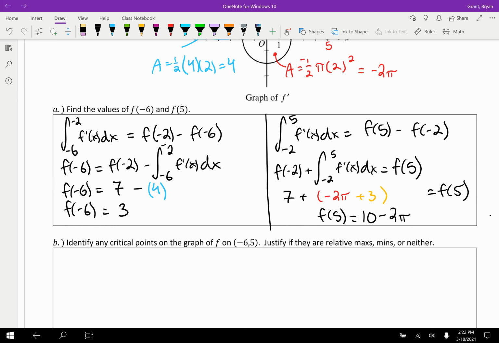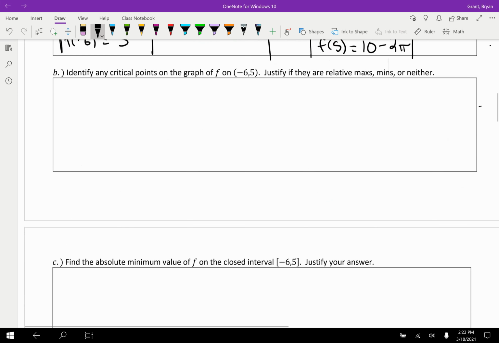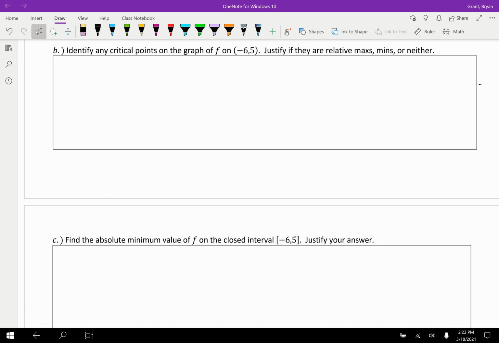But as soon as you go the next step, you better make sure that your next step is correct, because if you get the next step wrong, even if this first step was right, you will lose the point for your answer. All right, let's go ahead and move on to critical points.